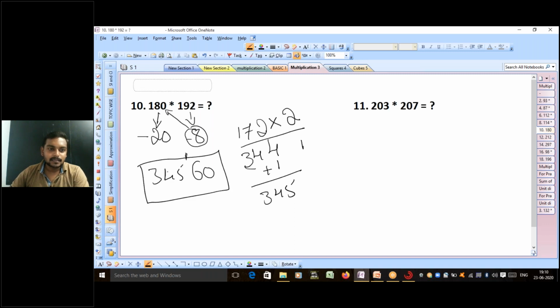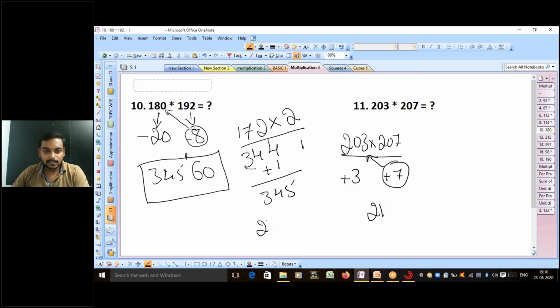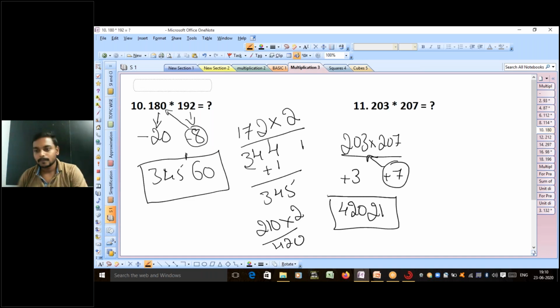So answer is 34,560. Then next one. 203 multiply with 207. From 200 it is 3 more, it is 7 more. So 7 3s are 21. Just add 7 to 203, you will get 210. Multiply this 210 with 2, it will become 420. So answer is 42,021. Understood? If you have any doubt, just let me know in the comment box.